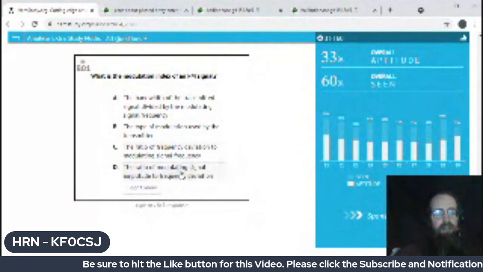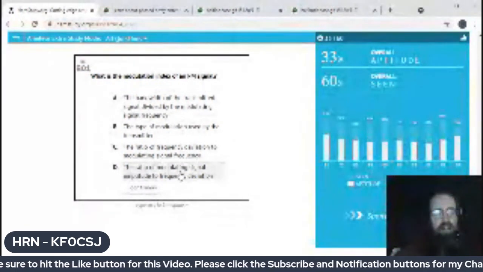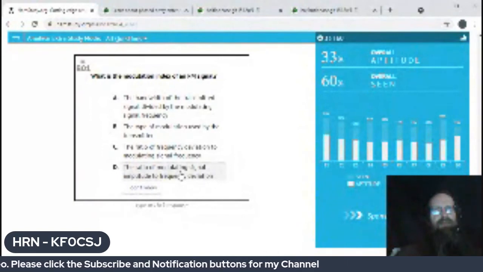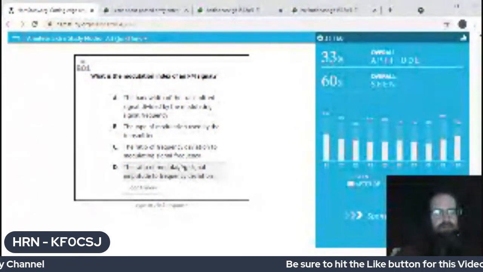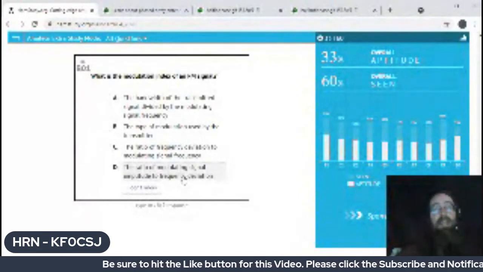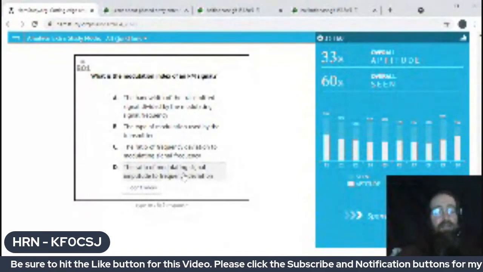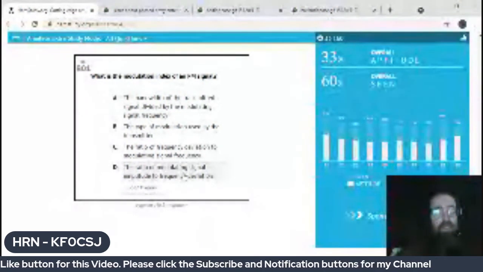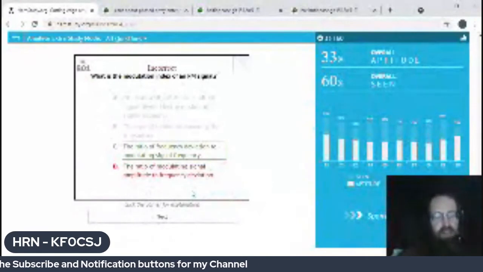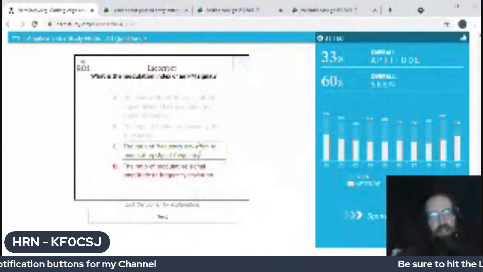It is either C or D, and I'm going to say... no, I got it wrong. The frequency deviation is on top, and the modulating frequency is on the bottom.